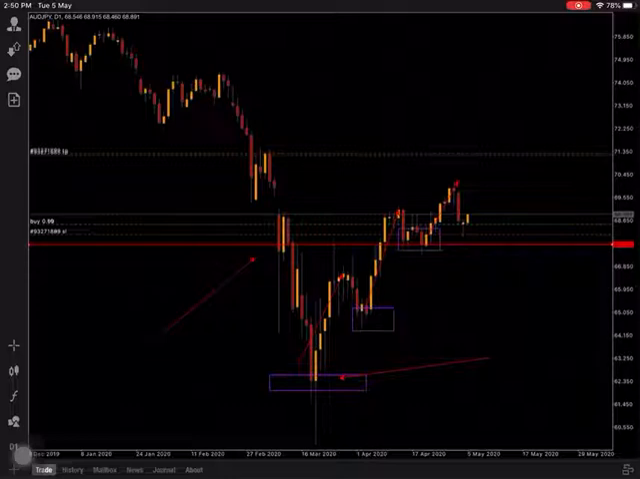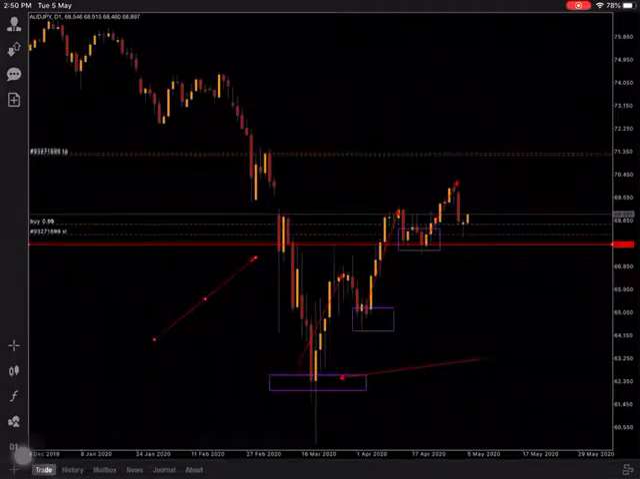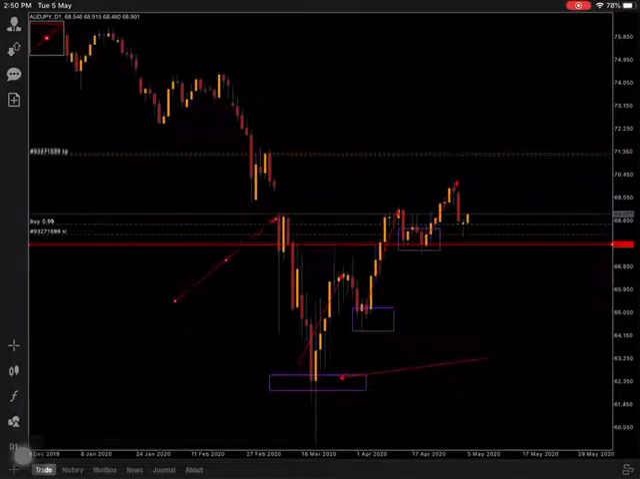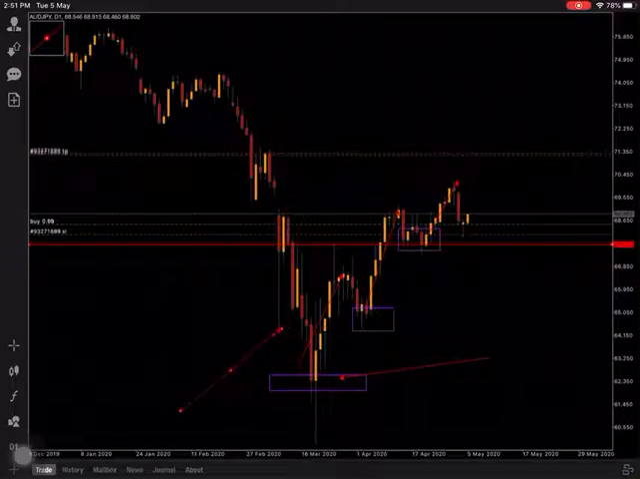Okay, and I think, if you look from here, this is the inside bar here, the mother bar here. Price never escaped, but now it may look to escape, so I think the target price is here. It never escaped the low of this mother bar.